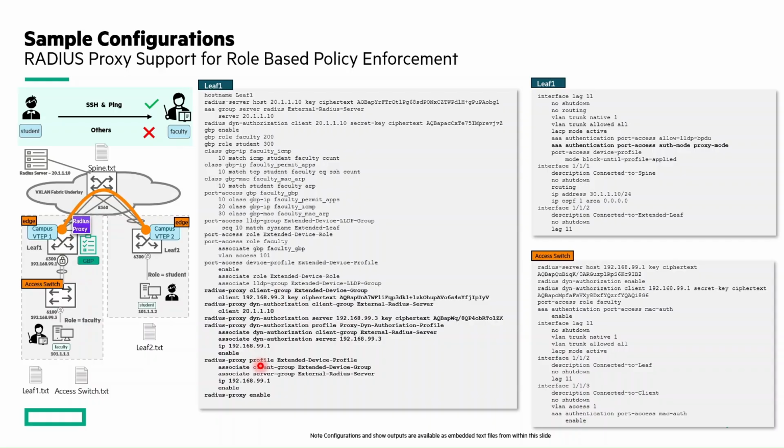Next, in the radius profile configuration, we need to associate the server group and then the client group. The server group created is associated. Similarly, the client group is associated. And then we can also mention the IP that is used for the radius proxy functionality. It is the IP of the radius proxy switch.